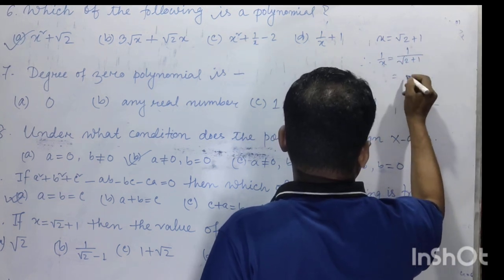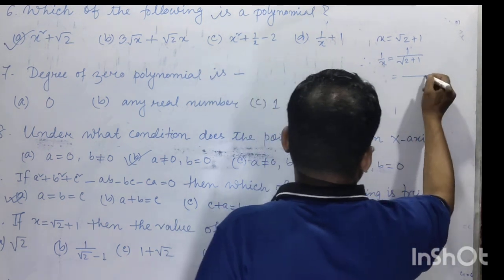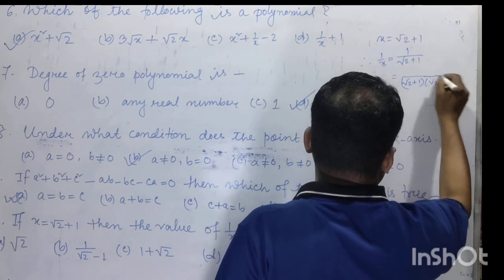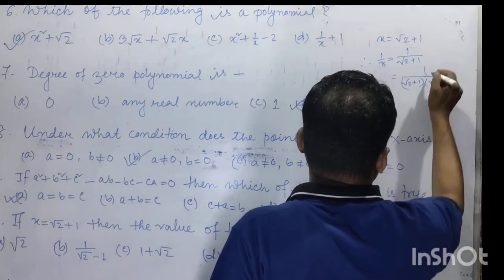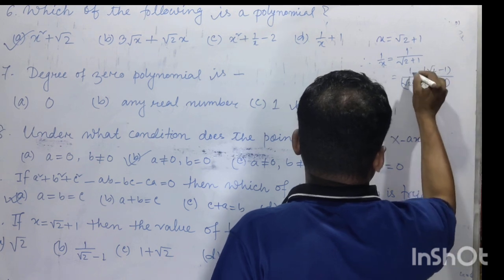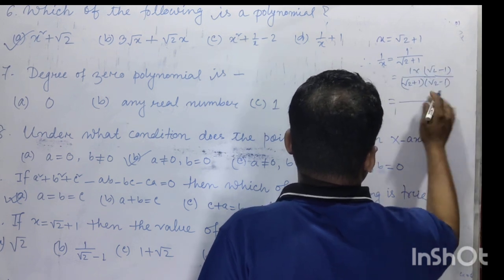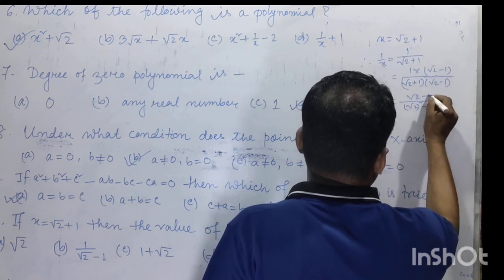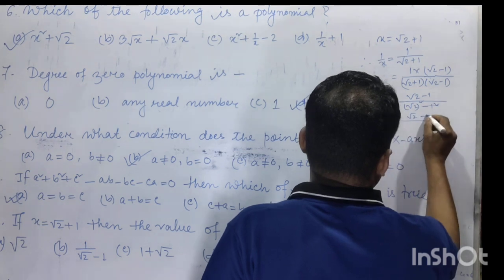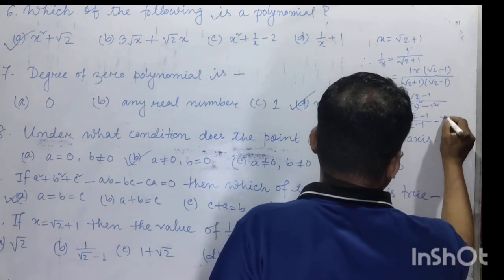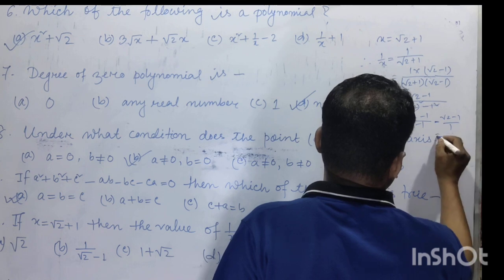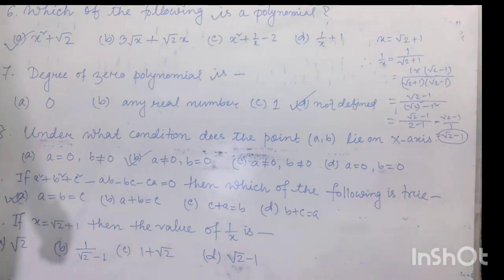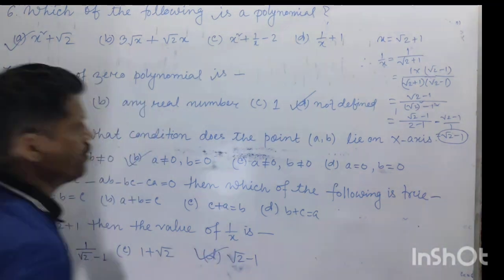If we do conjugation, then multiplying by root 2 minus 1 in both numerator and denominator, the numerator is root 2 minus 1, and the denominator is root 2 whole square minus 1 square. This means root 2 minus 1 over 2 minus 1, that is root 2 minus 1 by 1. Ultimately we get root 2 minus 1. So root 2 minus 1 is the answer. Option B is the correct one.